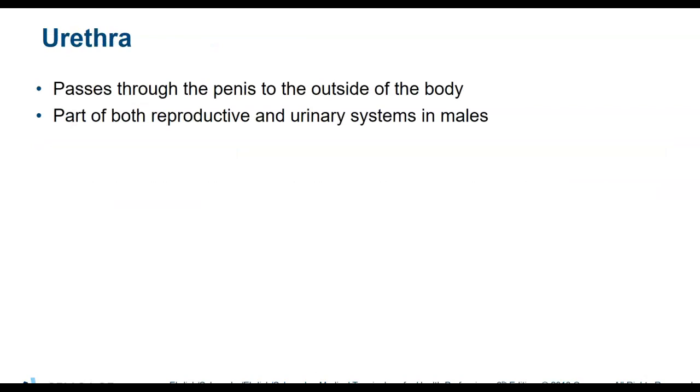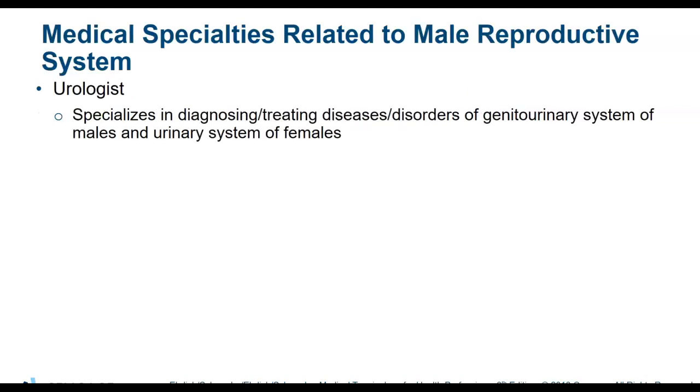The urethra then passes through the penis and to the outside of the body. And then again, we talked a little bit about that. This is both the reproductive and urinary systems in the males. Hence, we go to a urologist. They are the ones who specialize in diagnosing and treating disorders of the genitourinary tract for males and only the urinary system in the females.